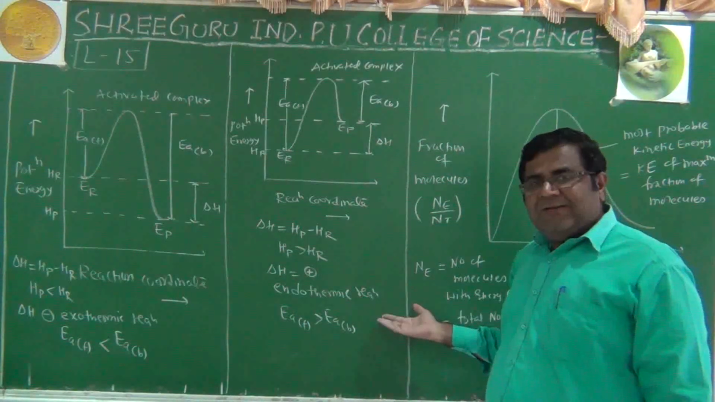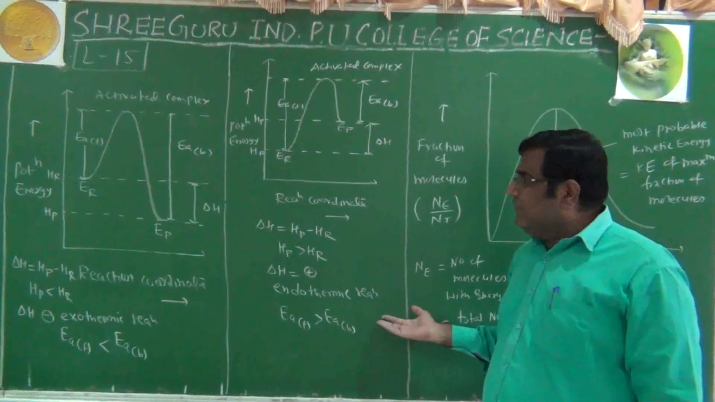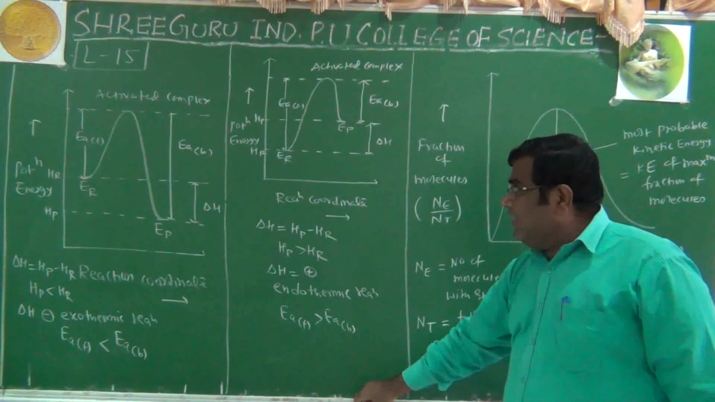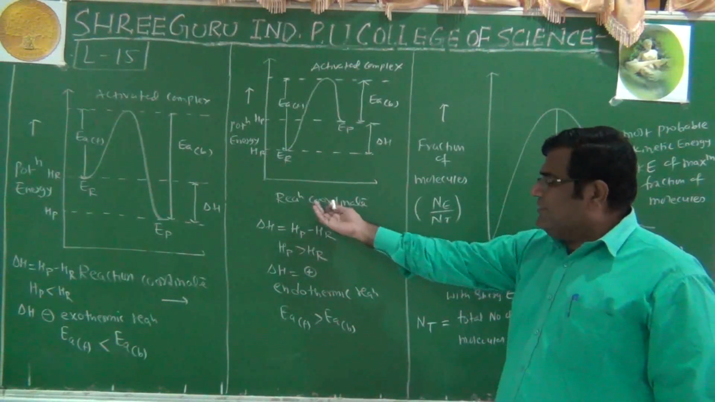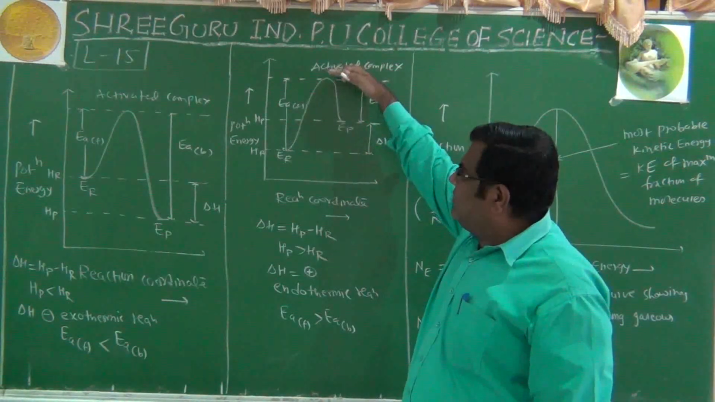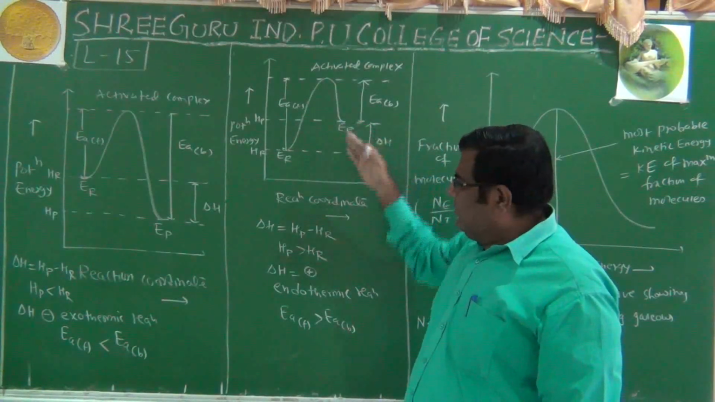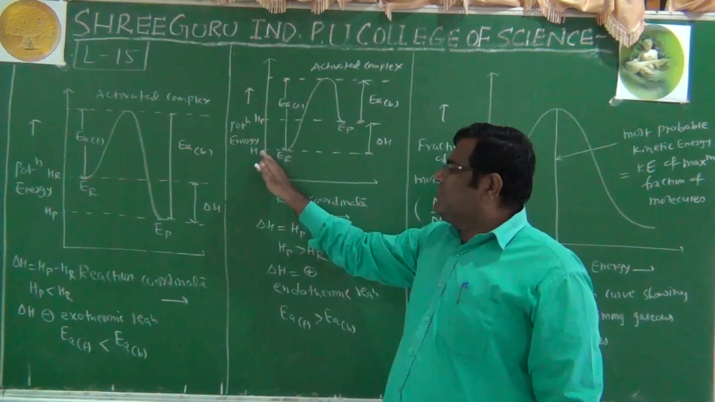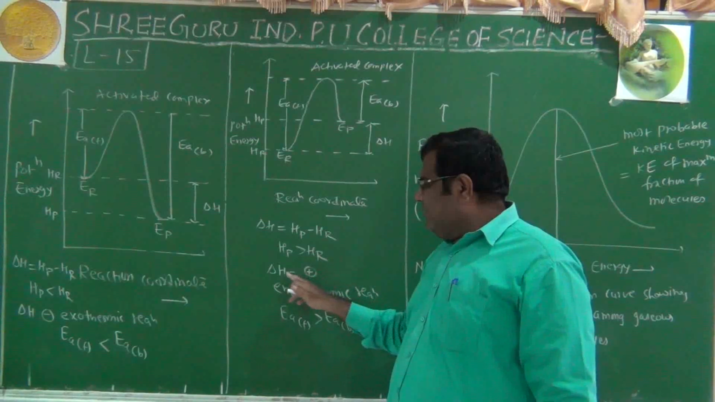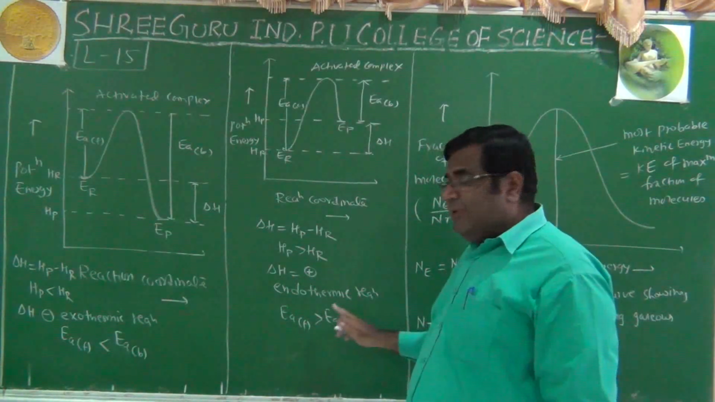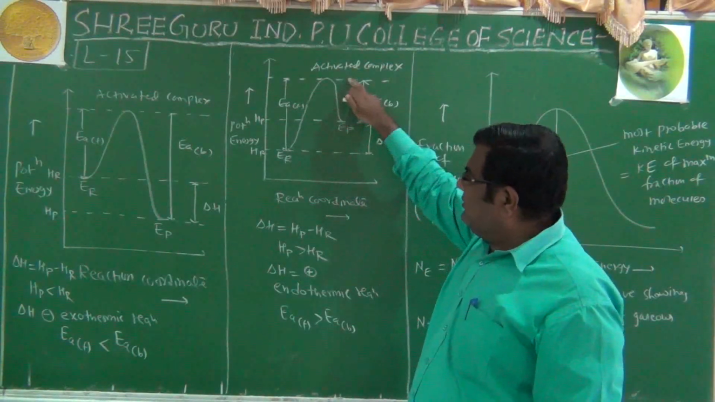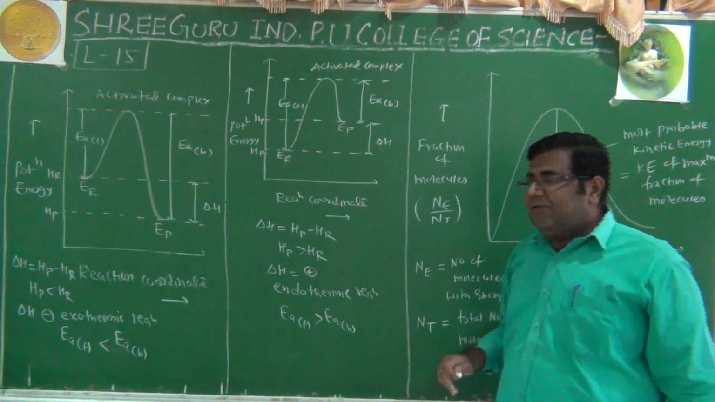If you look into this profile, this is of endothermic reaction. Again reaction coordinate is on the x-axis, increasing in this direction, potential energy on y-axis, energy of reactant, activated complex, energy of product. This point is the enthalpy of reactant, this point product. Hp is greater than Hr, delta H is positive, endothermic reaction, and activation energy of forward reaction is greater now. This part is greater than this part, activation energy of backward reaction.